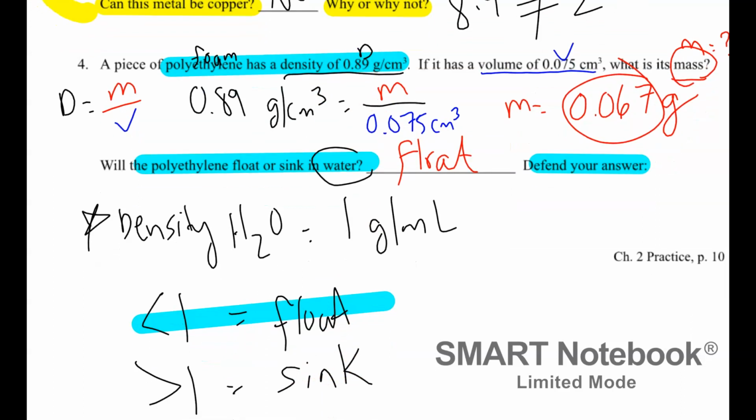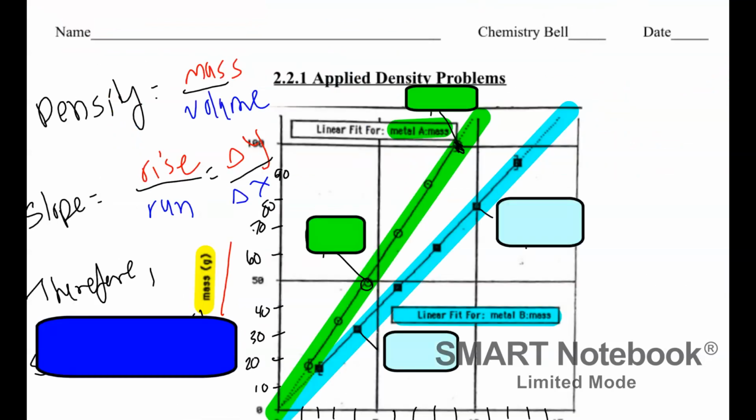Okay, so there's page 10. Let's go to page 11. Here we're going to be solving things graphically. So before we start, let's just get some things written down. Density is mass over volume. Now look at this graph. We know that the slope of a line is rise over run, which is the change in y over the change in x. So here's y, here's x. Look at the slope on this graph.